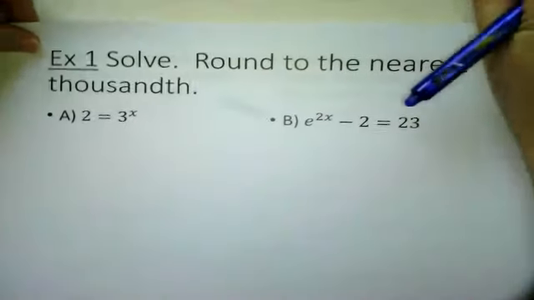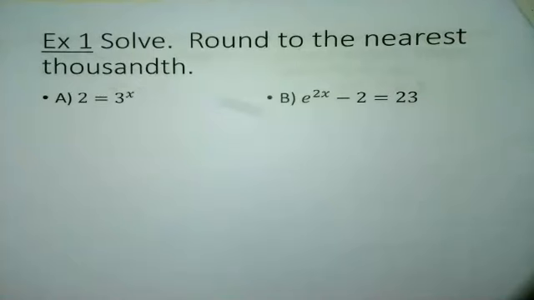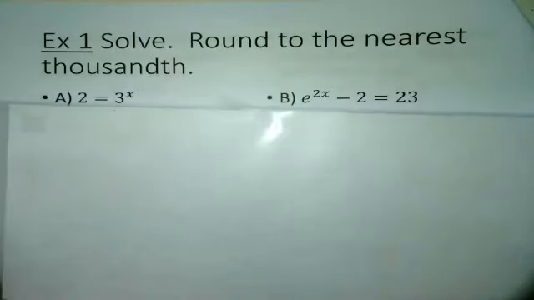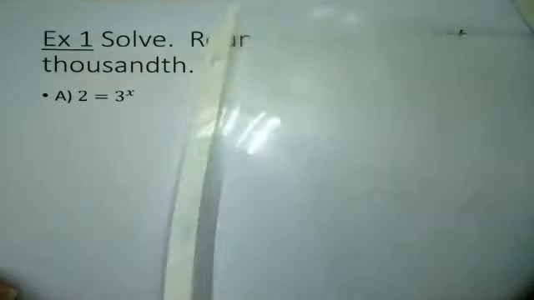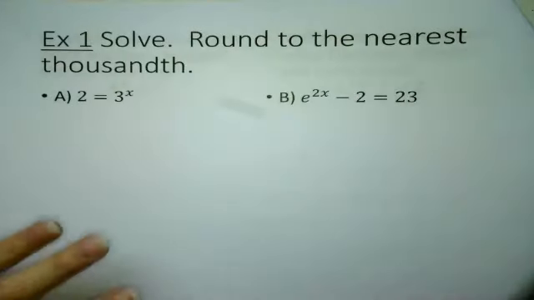So example 1. Solve, rounding to the nearest thousandth. I do want to remind you that IXL is going to require you to show some work. You need a place to do work, whether it's on paper or your own little whiteboard using a sheet protector and a piece of paper. You need some paper out to do some of this work.